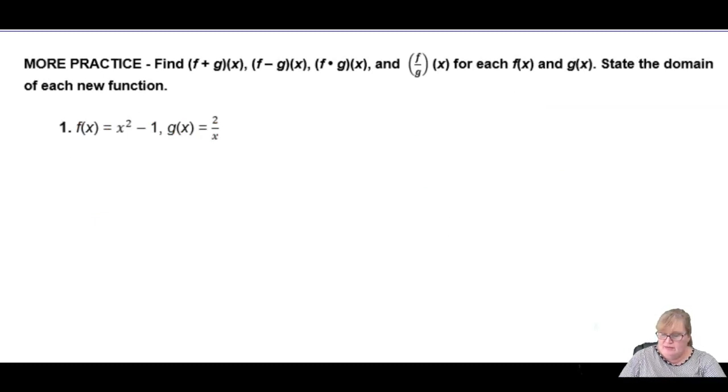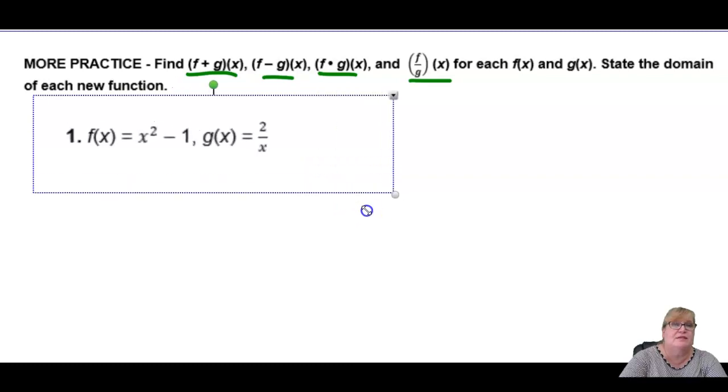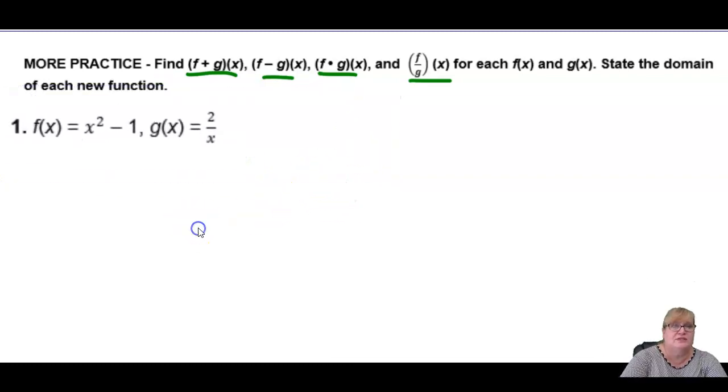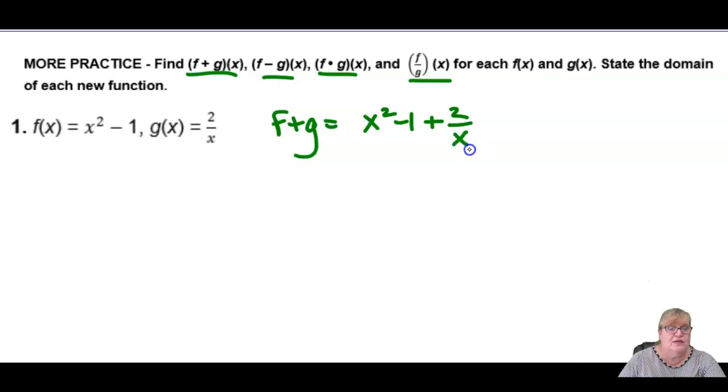All right, a few more examples. This time it says we are to add, subtract, multiply, and divide, and state the domain. The only one, oh, nope, I'm wrong already. This one is going to have a domain restriction right off the bat because g has a domain restriction right away. x cannot be 0. All right, but let's go ahead and add them. That would be x squared minus 1 plus 2 over x. And you can leave that in this order for standard form.